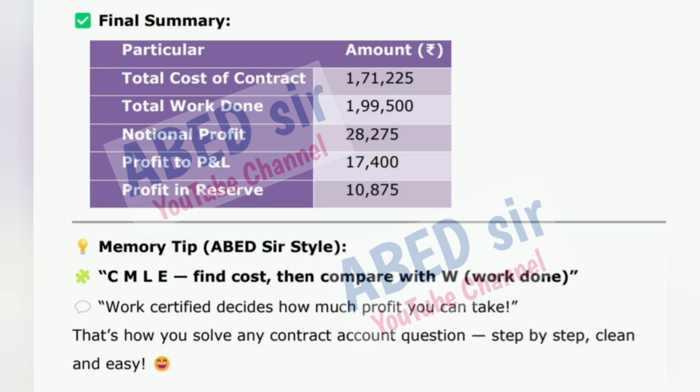CMLE, find cost. Then compare with W, work done. Work certified decides how much profit you can take. That's how you solve any contract account question, step by step, clean and easy.